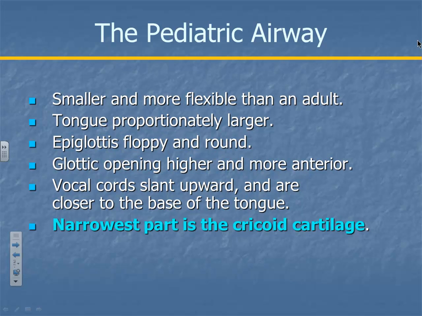Okay, let me refer you to this. The narrowest part of the airway for a child is the cricoid. So if you look at this, okay, let's try again. This airway belongs to whom? Child.